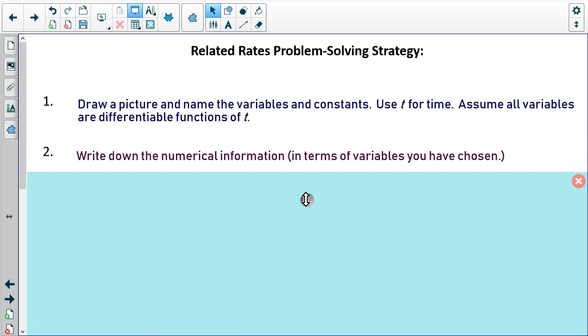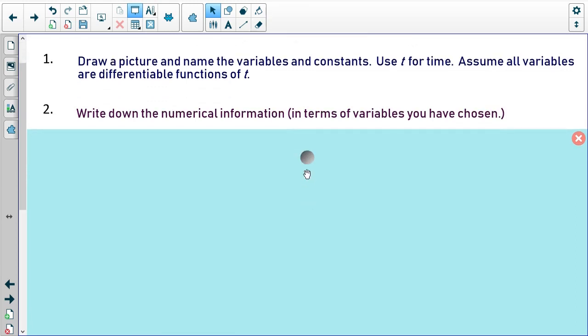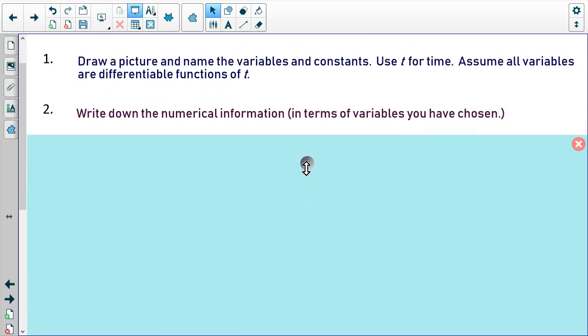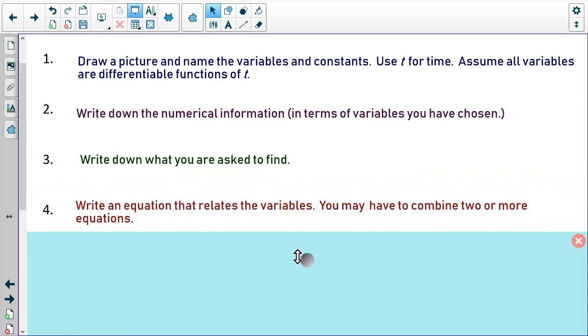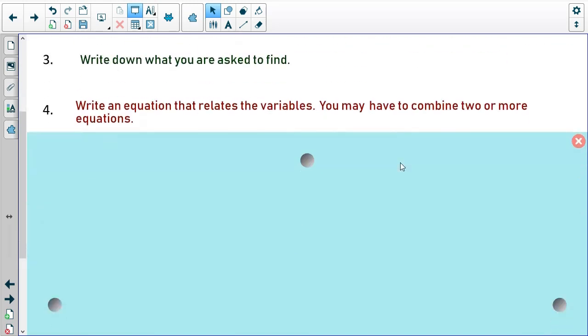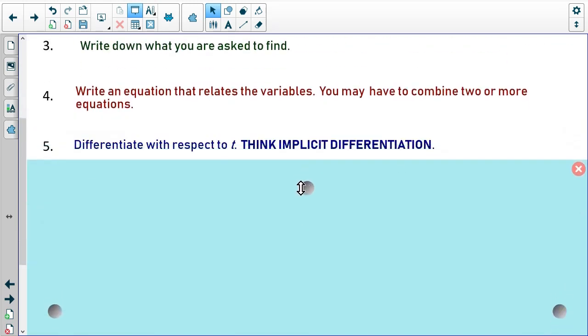Number two, write down the numerical information in terms of variables you have chosen. Number three, write down what you are asked to find. Make sure that you understand what you're being asked to find. Number four, write an equation that relates these variables. You may have two or more equations that you have to combine.